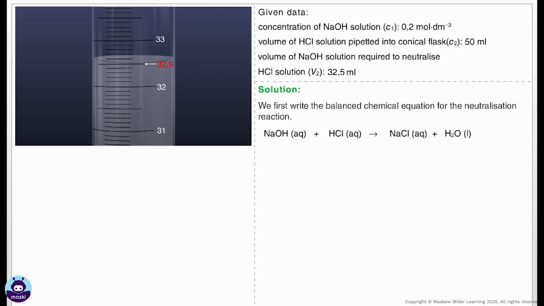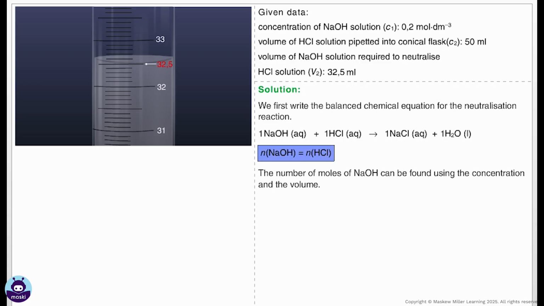Solution. We first write the balanced chemical equation for the neutralization reaction. The number of moles of NaOH and HCl are equal in the balanced equation. The number of moles of NaOH can be found using the concentration and the volume. Number of moles of NaOH equals concentration of NaOH times volume of NaOH equals 0,2 mole per decimeter cube times 32,5 times 10 to the power negative 3 decimeter cube equals 0,0065 mole.